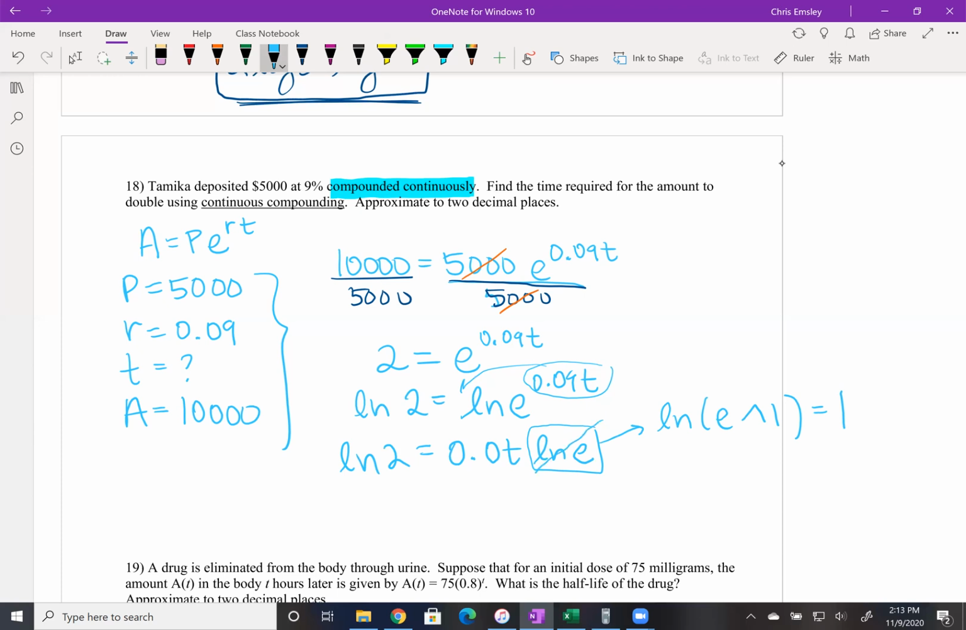Oh, I forgot my 9 in there. Hold on, back up. When I was copying it down, did you notice that? Sorry about that. 0.09 t times the natural log of e. So that's gone because that's just equal to 1. So now we can just divide both sides by 0.09. So we get t equals, here it does ask us to approximate to 2 decimal places.